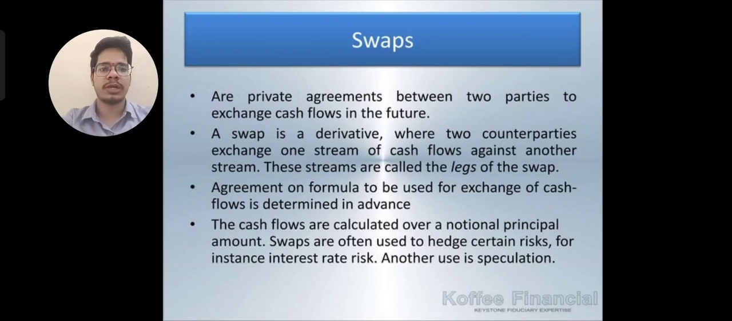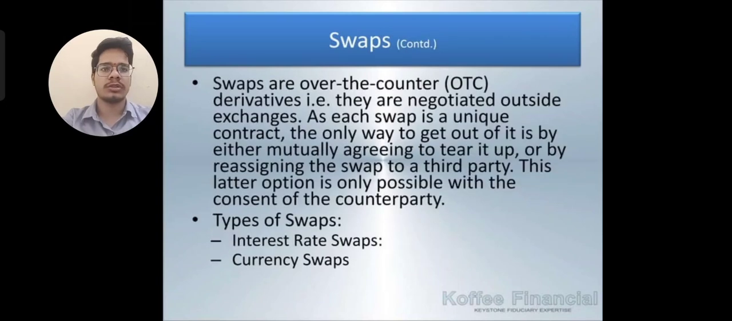Swaps are often used to hedge certain risks, for instance interest rate risk. Another use is speculation. Swaps are over the counter OTC derivatives, that is, they are negotiated outside the exchange. As each swap is a unique contract, the only way to get out is by either mutually agreeing to tear it up or by reassigning the swap to a third party.